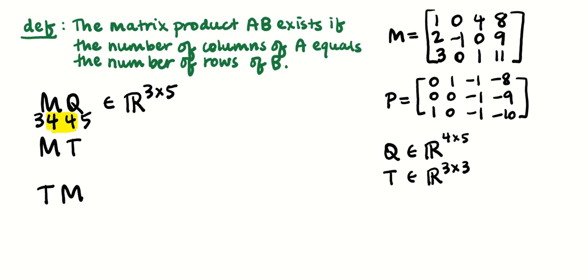T, well, let's say M is 3 by 4, and T is 3 by 3. Well, notice that 4 and 3, these are not the same number, right? That's not good. Okay, so I'm going to say that this product is undefined.